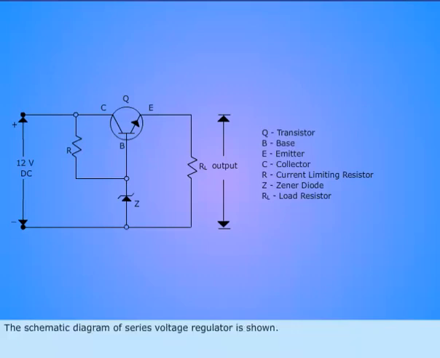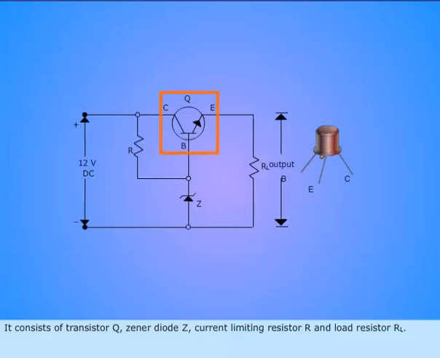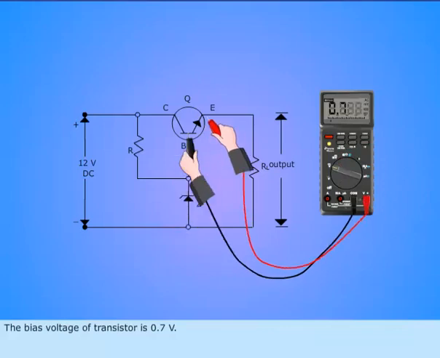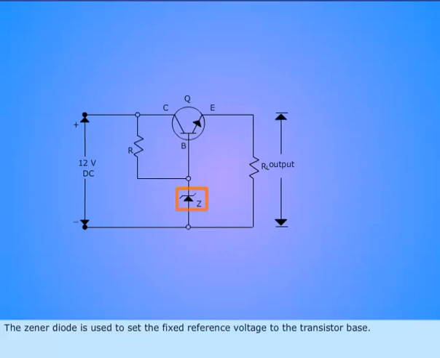The schematic diagram of series voltage regulator is shown. It consists of transistor Q, Zener diode Z, current limiting resistor R, and load resistor R sub L. The transistor is the regulating element which is used to regulate the voltage to the load. The bias voltage of transistor is 0.7 volts. The Zener diode is used to set the fixed reference voltage to the transistor base. Resistor R is used to limit the current through the Zener diode.